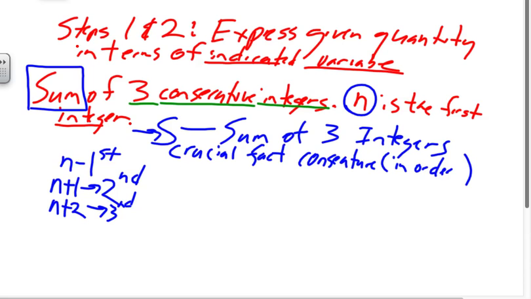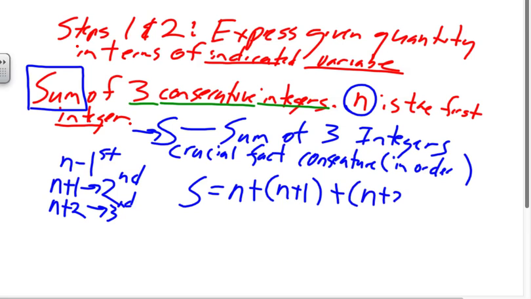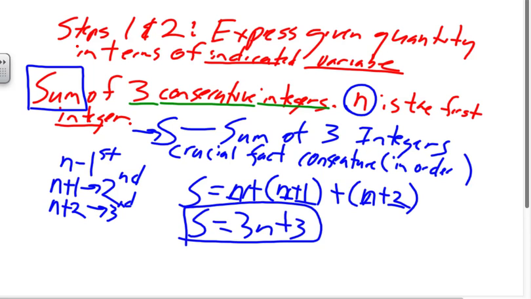Okay, now we want the sum. All right, well, this is easy. So sum is going to equal n plus 1, the second one, plus the third one, n plus 2. Or my sum will be equal to 1, 2, 3 n's plus 3. And there's your answer.